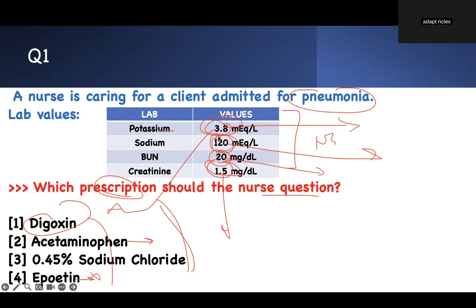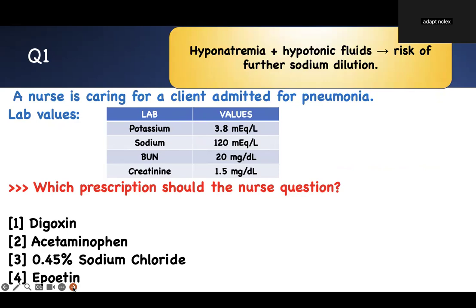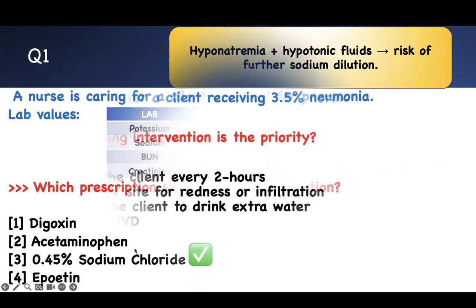What fluid do you use for hyponatremia? Hypertonic fluid, not hypotonic. This patient, you're going to kill them because his sodium is too low. We should question this. You see how the question is broken down? Test-taking strategy. And these are your answer choices. Think about it critically. If you have hyponatremia and you give hypotonic fluid, then you're going to worsen the situation. The patient is going to get into trouble. Therefore, we should not do that. So number 3 is the right answer.